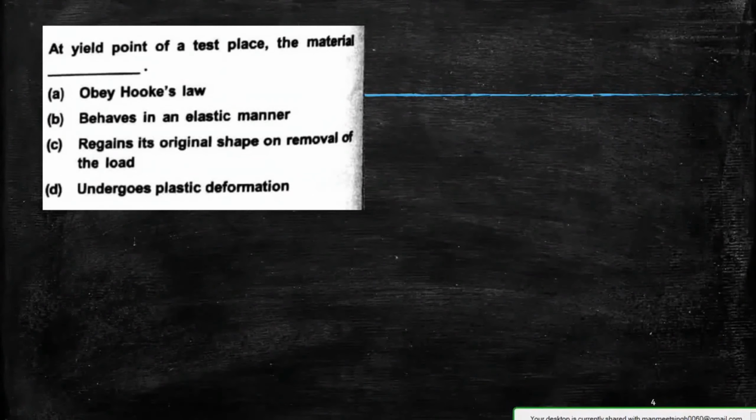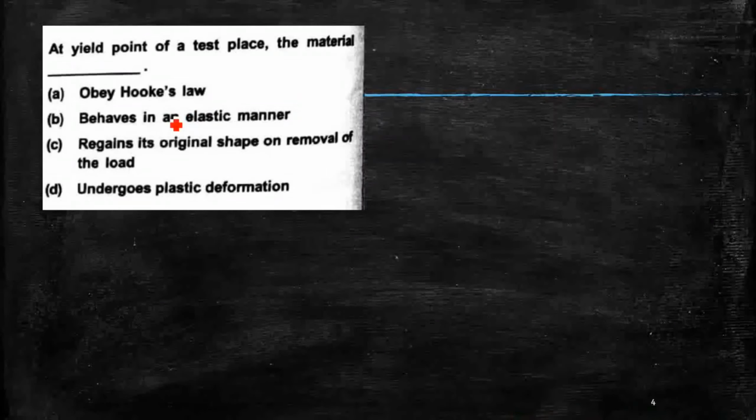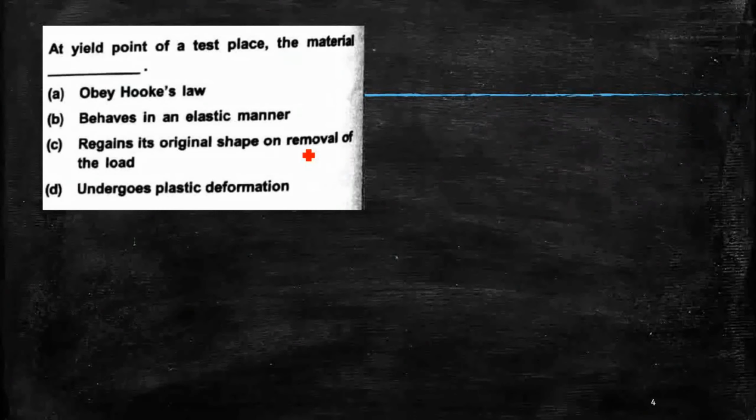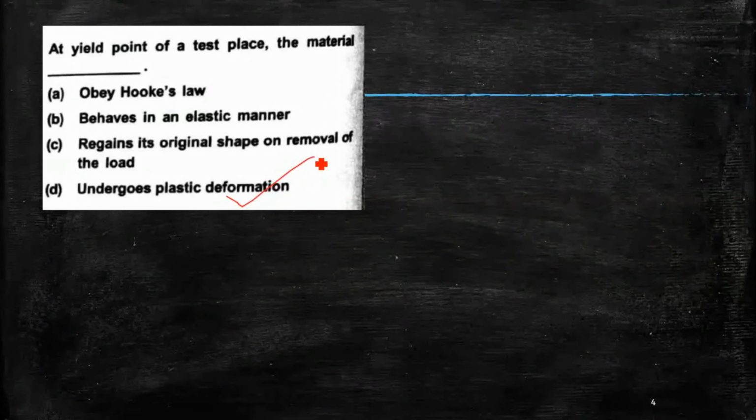On to the next question, we have: at the yield point of the test piece, the material obeys Hooke's law, behaves in an elastic manner, regains its original shape on removal of the load, and the last option is undergoes plastic deformation. So at yield point the material is in a plastic state. So the correct option is option D.